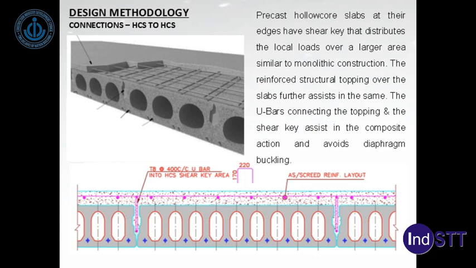So it's important to have a shear key, and the hollow core shape comes along with it. And if you have a U-bar within the shear key with the topping, that bonds the topping and increases the bonding between the topping and the hollow core, that assists in composite action.